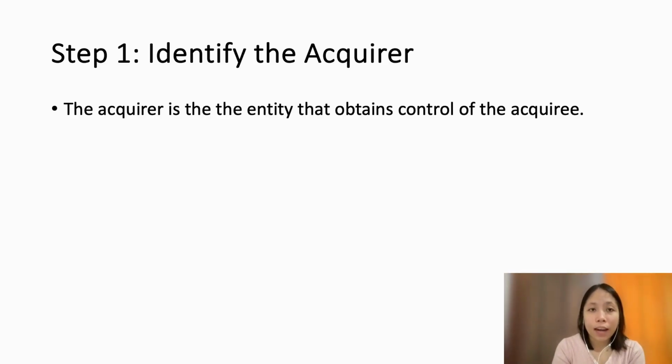Step 1 is to identify the acquirer. The acquirer is the entity that obtains control of the acquiree. It is important to be able to identify the acquirer because all of the accounting procedures that we will be learning, from the journal entries and eliminating entries down to the working paper and consolidated financial statements, are done by the acquirer, not the acquiree.